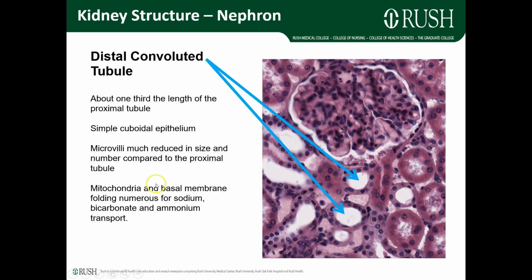The distal convoluted tubule does contain a lot of mitochondria as well as basal membrane foldings for increasing surface area and providing energy for sodium, bicarbonate, ammonium transport across the cells.